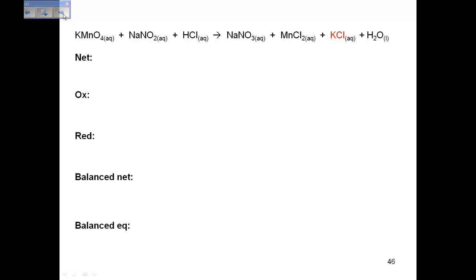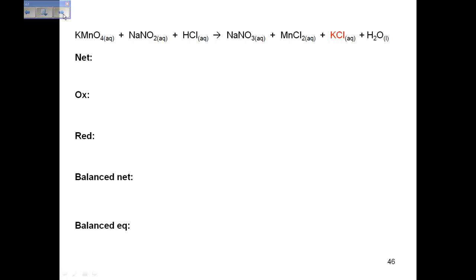So let's first write the net ionic equation. I got potassium permanganate. That's a soluble salt. So what happens to a soluble salt when we place that in solution? It ionizes 100%. So that means I have potassium ions and permanganate ions.